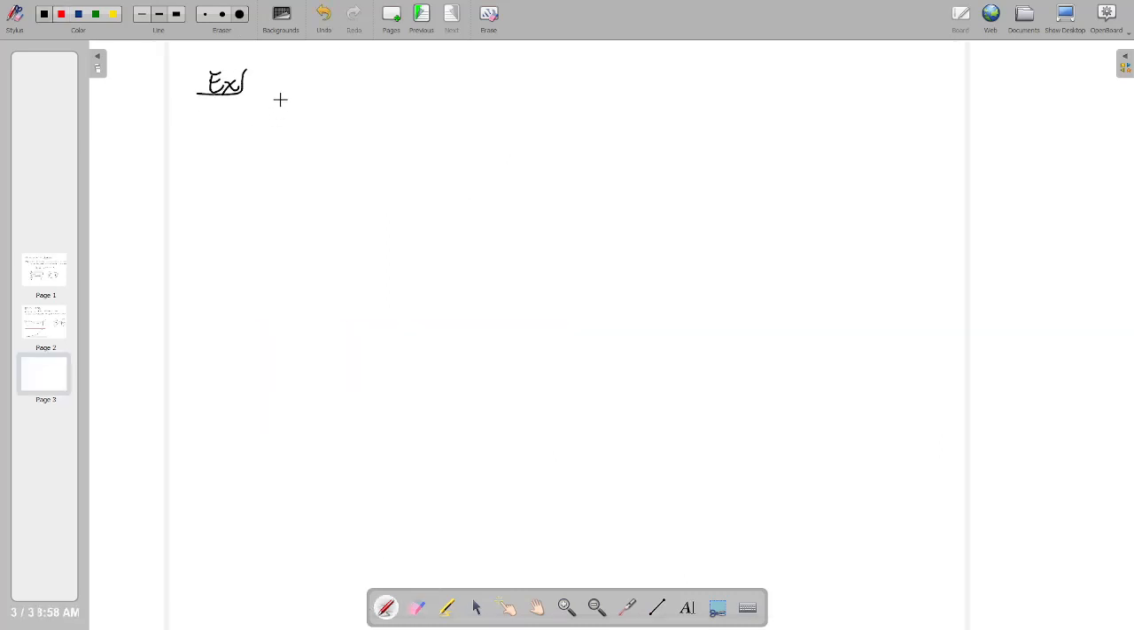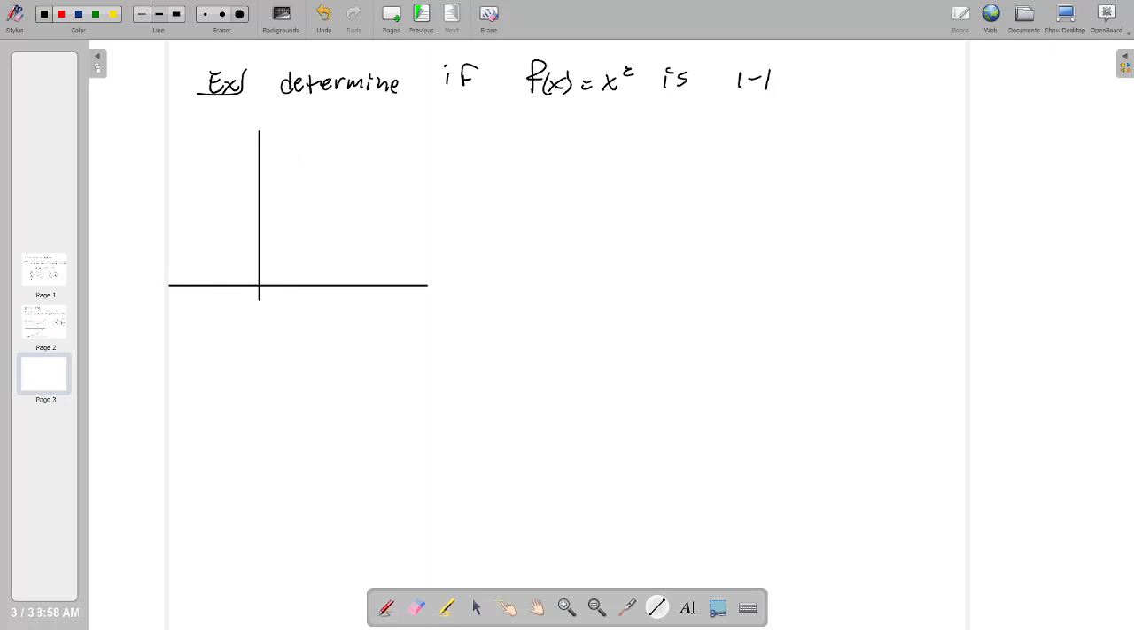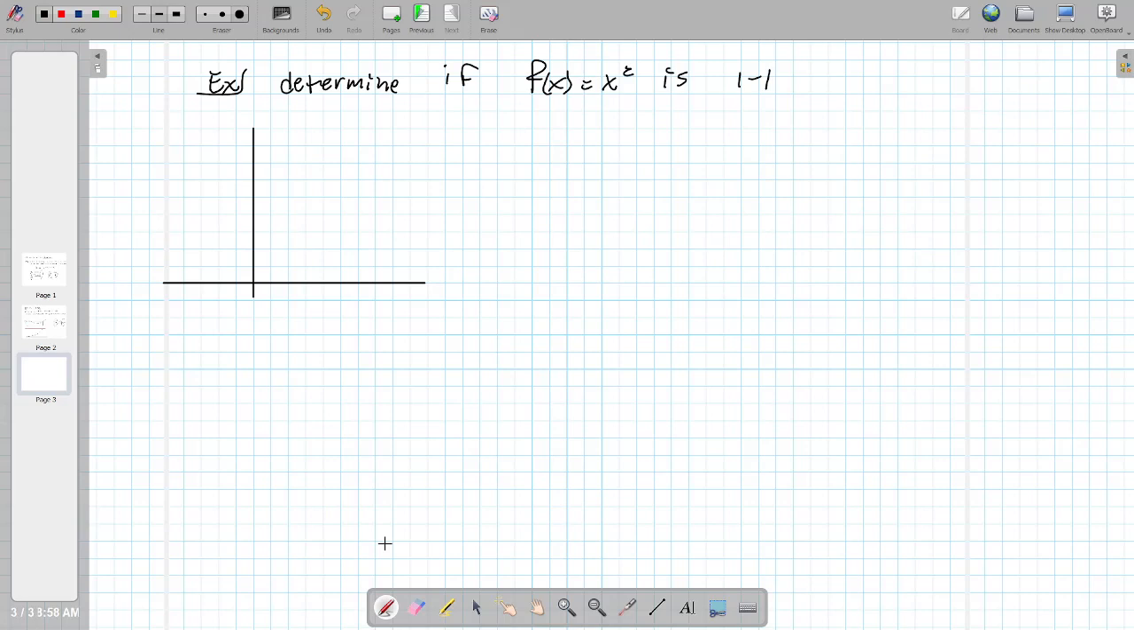Let's do an example. Determine if f of x equals x squared is one-to-one. There's two ways to do this. One way is the way that we just mentioned, the horizontal line test. So if we graph this function, it'll look something like this, right?